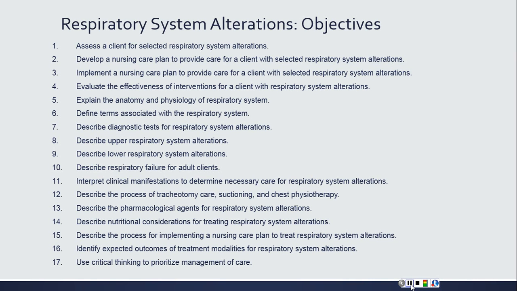Explain the anatomy and physiology of the respiratory system. We're about to knock that out, or not in 5 minutes, but we'll start it in 5 minutes. Number 6, define terms associated with the respiratory system. Number 7, describe diagnostic tests for the respiratory system alterations. Number 8, describe upper respiratory system alterations. Number 9, lower respiratory system alterations. 10, respiratory failure in adult clients. 11, interpret clinical manifestations to determine necessary care for respiratory system alterations.